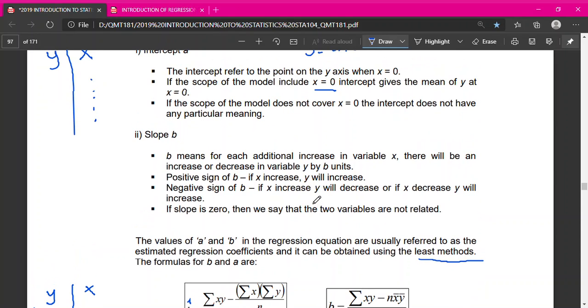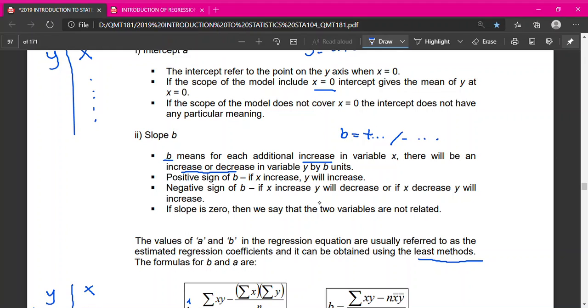So we are concerned on B lagi. Okay. Kita more interested in interpreting the value of slope. Okay, slope ataupun B means each additional increase in X, there will be an increase or decrease in variable Y by B units. Okay, bila X increase, Y will increase or decrease. It depends pada you punya value B. Whether your value B is positive something ataupun negative something.